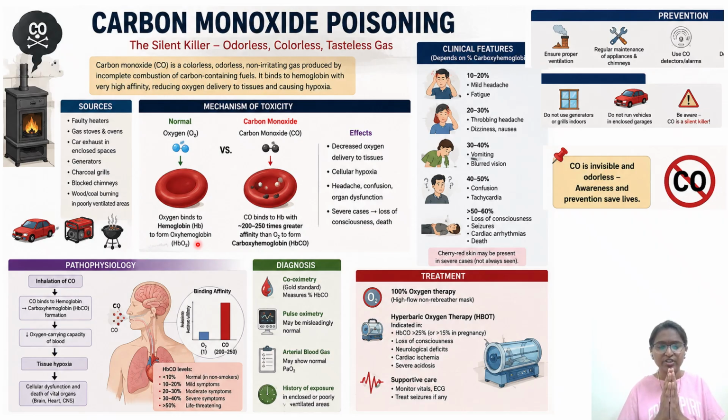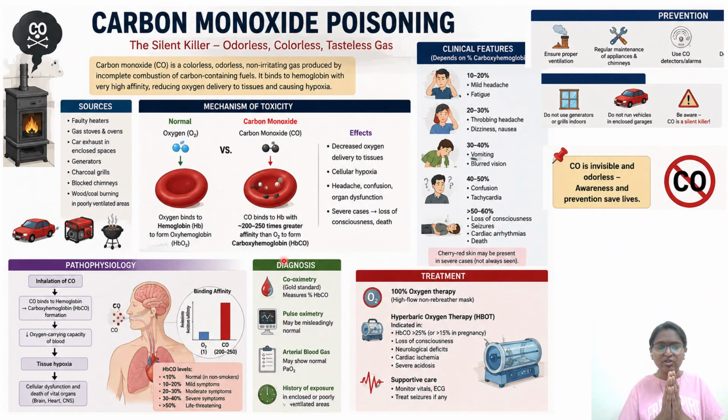In the case of carbon monoxide poisoning, what is happening? Hemoglobin is there, and now it has oxygen as well as carbon monoxide. Instead of oxygen, carbon monoxide will go and bind to the hemoglobin because carbon monoxide has more affinity to bind to hemoglobin. Here you can see the affinity: carbon monoxide has 200 to 250 times more affinity to bind to hemoglobin when compared to oxygen. So the same hemoglobin is there, oxygen is there, carbon monoxide is there, and instead of oxygen, carbon monoxide goes and binds. As a result, carboxyhemoglobin will form.